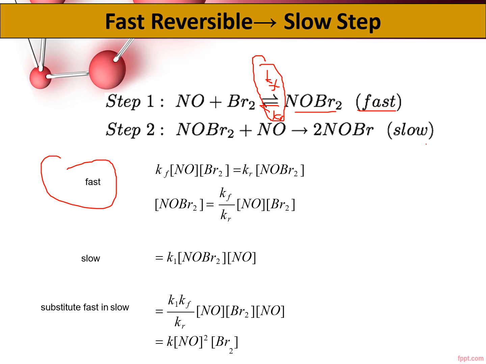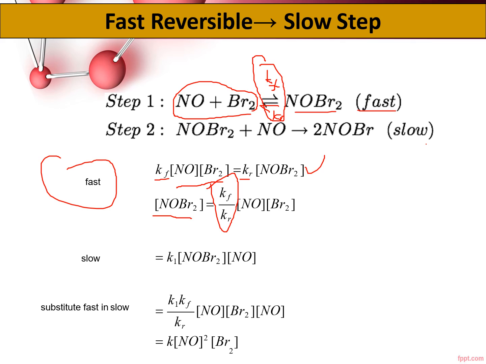How? You have to do the stoichiometry first. K forward: what is being forward? NO plus Br2. K forward times NO times Br2 is equal to K reverse, what is being reversed, times NOBr2. Once you have that, you have to rearrange K forward over K reverse. Find one topic; let's say we say NOBr2 will be the topic.